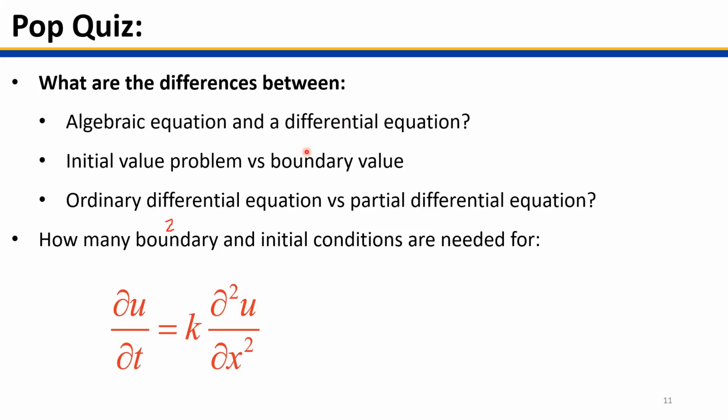So initial value, differentiate with respect to time. Boundary value, differentiate with respect to space, time and space. Good. So with boundary value, you can have up to 3 dimensions for physics, up to n dimensions for the math. In theory, you can go up to infinite dimensions.